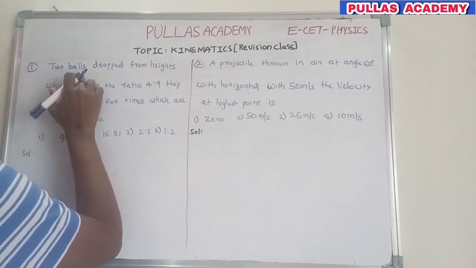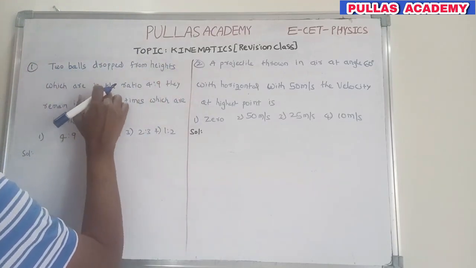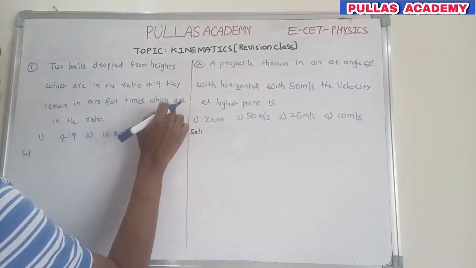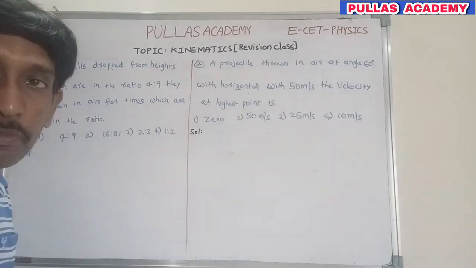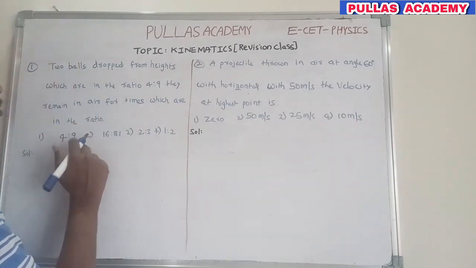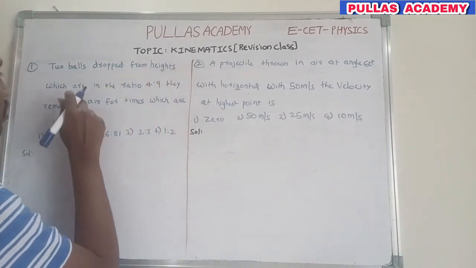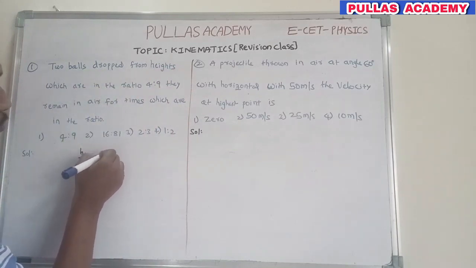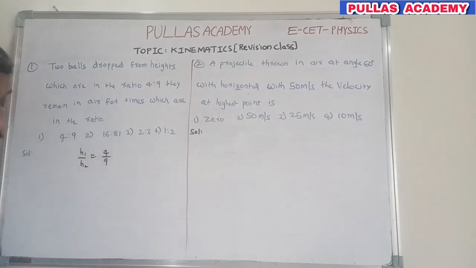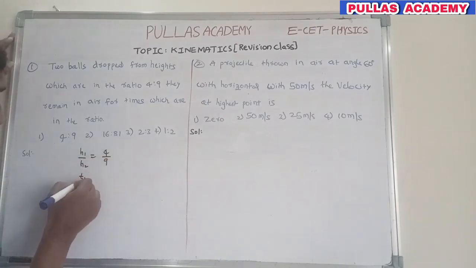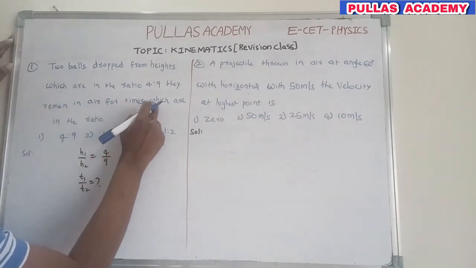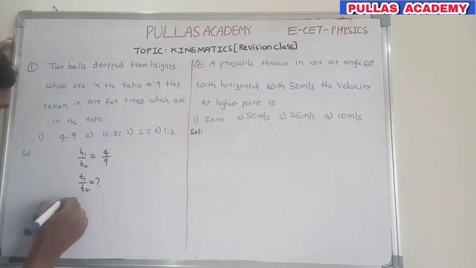The first question: two balls are dropped from heights which are in the ratio 4:9. They remain in air for times which are in the ratio. That means the ratio of times is asked. Two balls dropped from heights in the ratio is given. That means h1 by h2 is given, that is 4/9. What is asked here? T1 by T2 is asked. They ask for the times in air, the ratio.